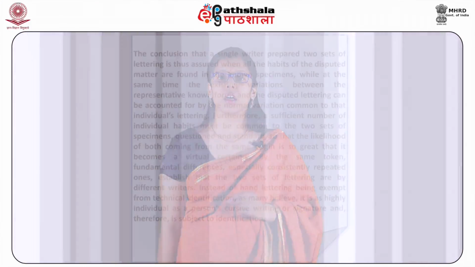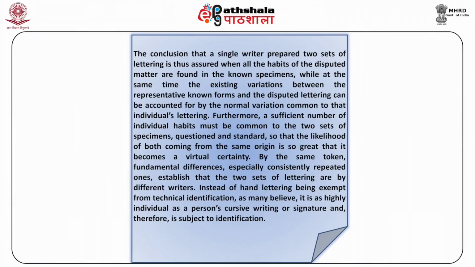Handprinting contains the individuality necessary to allow for an identification or elimination of the writer. The absence of elements such as connecting strokes does not prohibit a thorough analysis of other important characteristics. The early works of Osborn, Hilton and Conway propose using the same examination methodology as for handwriting. As Hilton said, the conclusion that a single writer prepared two sets of lettering is thus assured when all the habits of the disputed lettering are found in the known specimen, while at the same time the existing variation between the representative known forms and disputed lettering can be accounted for by the normal variation common to that individual's lettering.